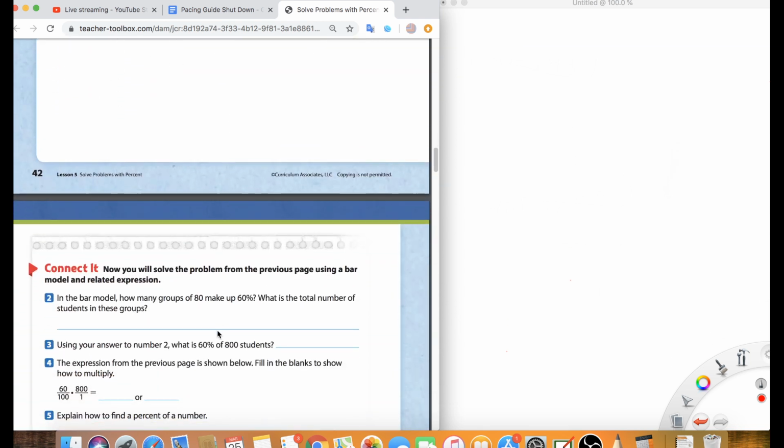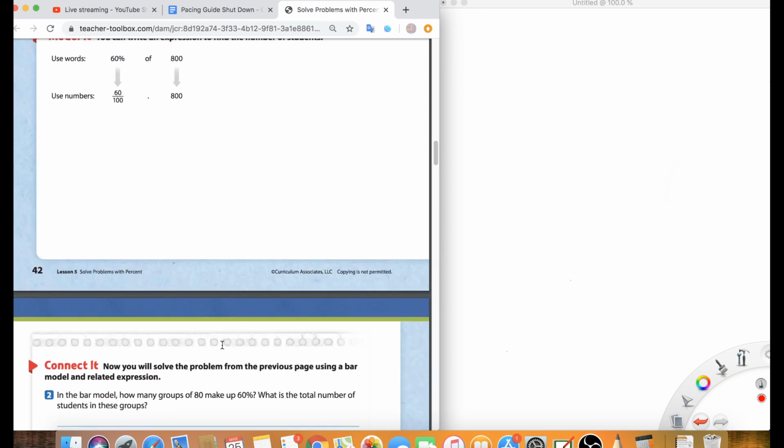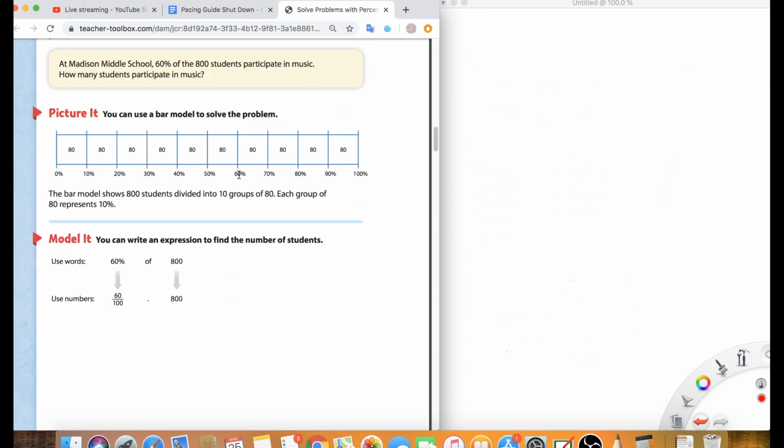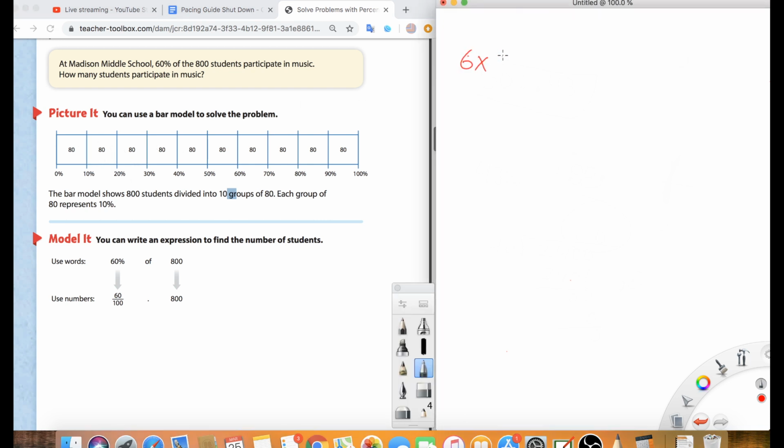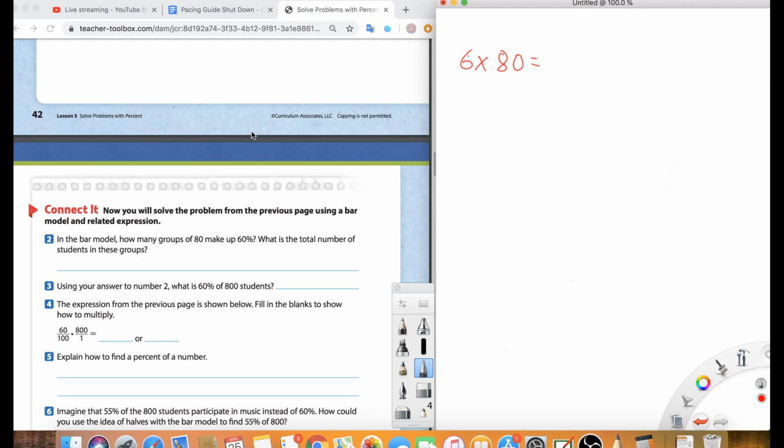Number 3. Using your answer to number 2, what is 60% of 800 students? So 60% would be here, and you want to find out how many students that would be. So you would have to count like 80, 160. You can count them up, add them up, or you can multiply them. So we have 1, 2, 3, 4, 5, 6. We have six of them, and we multiply that by 80, and it'll tell us how many students of the school participate in music. That's for number 3. 60% of 800 students. We have 6 groups of 80.